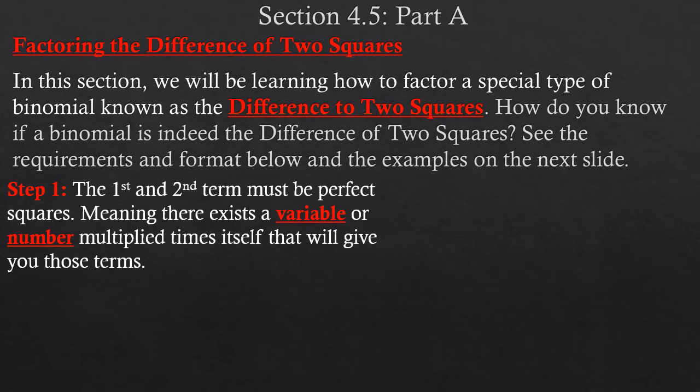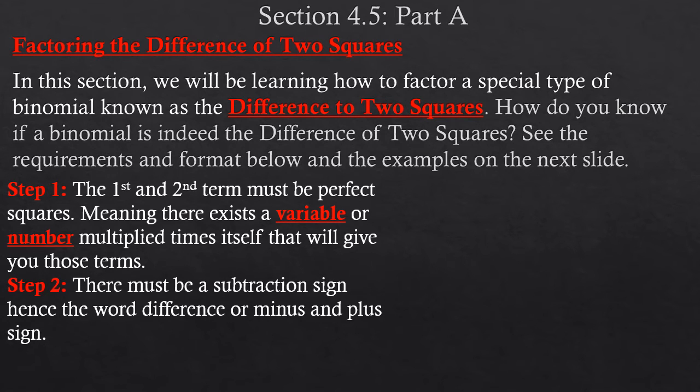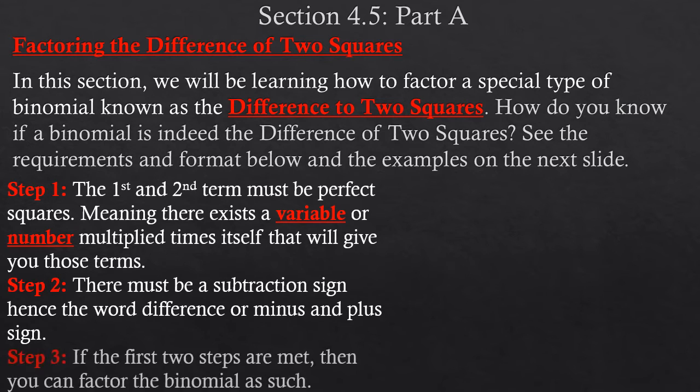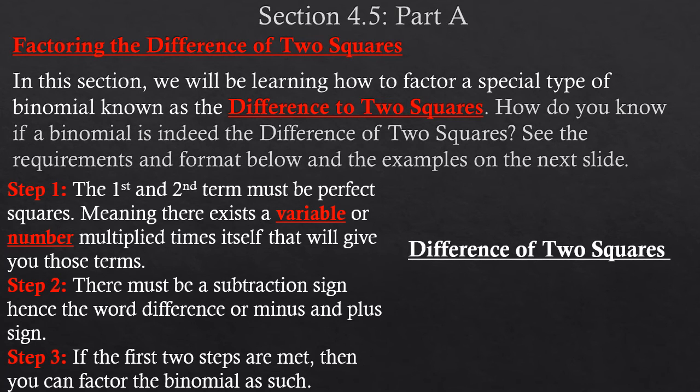Step 1. The first and second term must be perfect squares, meaning there exists a variable or a number multiplied times itself twice that will give you those terms. Step 2. There must be a subtraction sign, hence the word difference, or minus and plus. Step 3. If the first two steps are met, then you can factor the binomial as such. The difference of squares is a to the second minus b to the second, and factors as a minus b and a plus b.